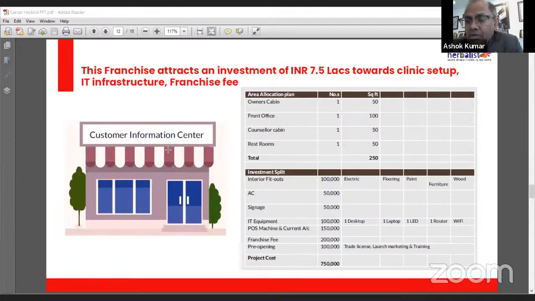Right. So if you have an existing infrastructure or facility, your minimum investment is 2 lakh rupees. That is your franchisee fee. And your maximum investment, just to set up a clinic, is 7.5 lakh rupees.